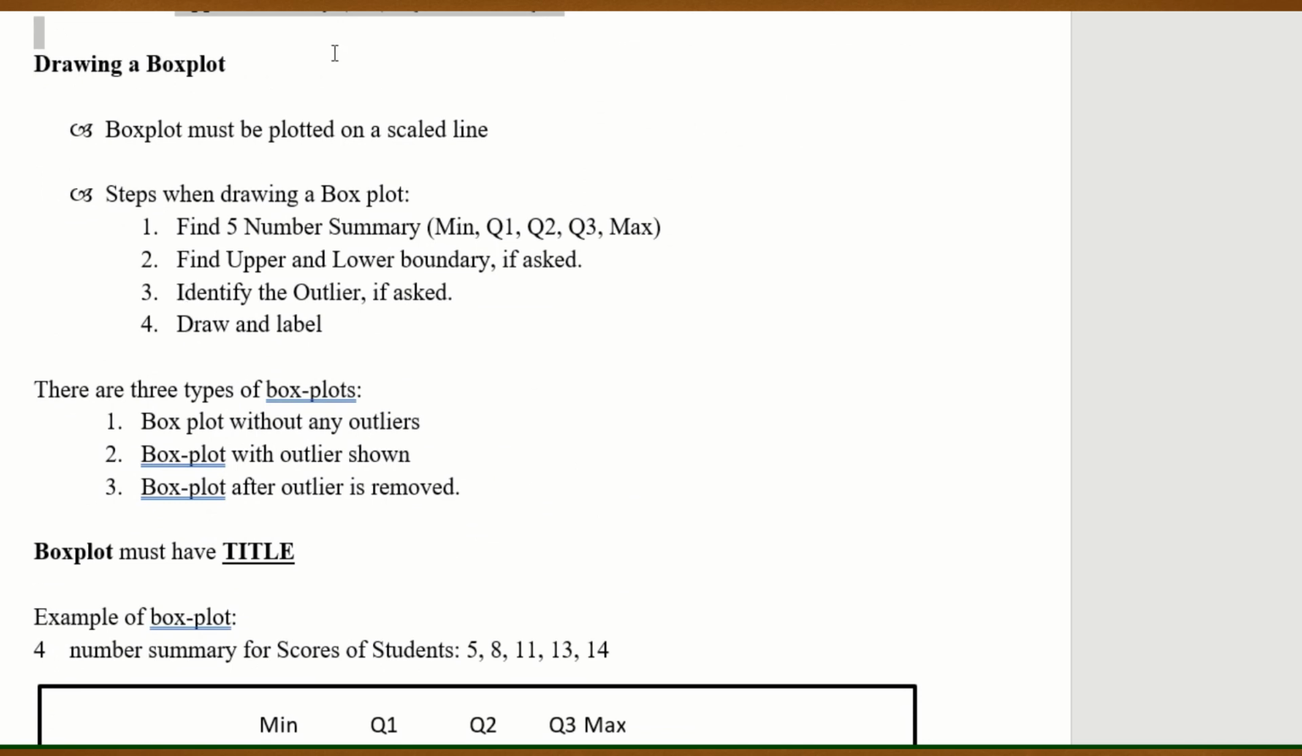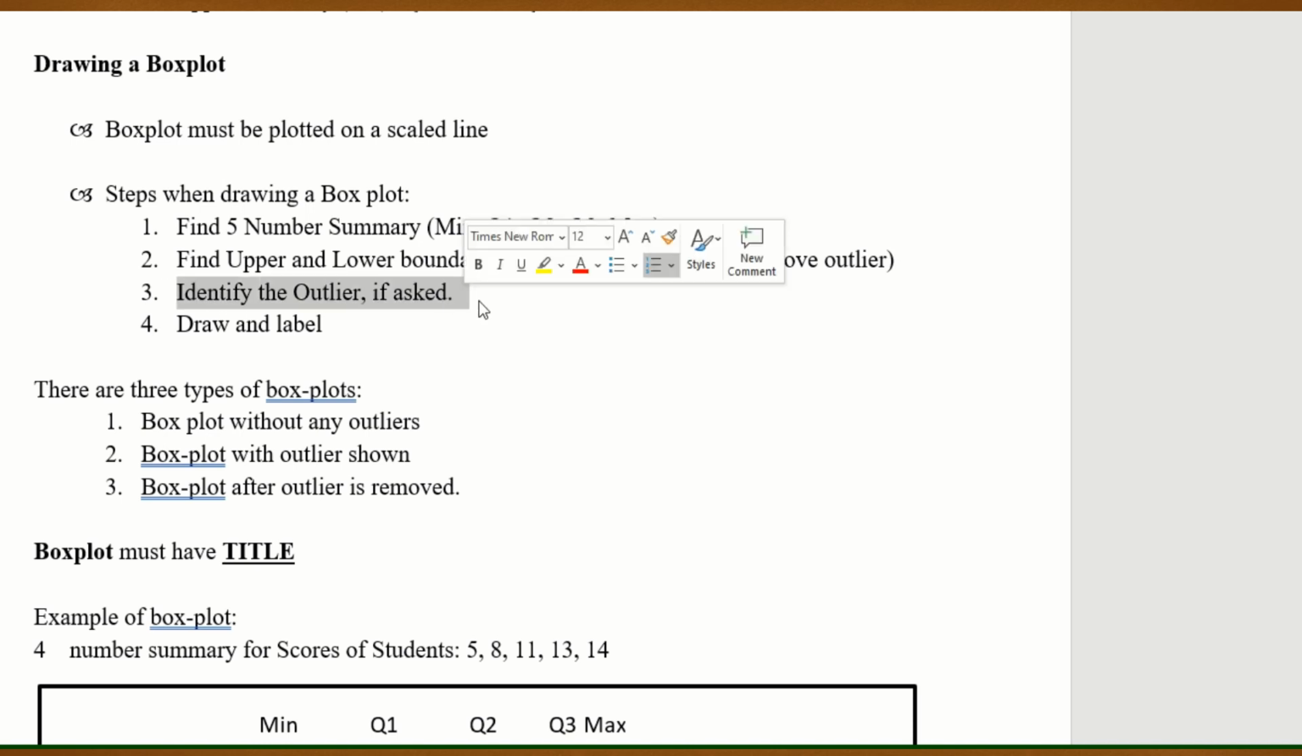Now when you want to draw your box plot, let's look at the steps that you need to follow. You need to find the 5-number summary first: minimum, Q1, Q2, Q3, maximum, because that's what you need for your box plot. You need to find your upper and lower boundary if asked. What do they mean by if asked? If they ask you to show outlier or remove outlier. So you can add this in your manual. Those of you who have printed your manual, please add it. All right. When they ask you to show or remove, you need to calculate your upper and lower boundary. And then you need to identify the outlier.